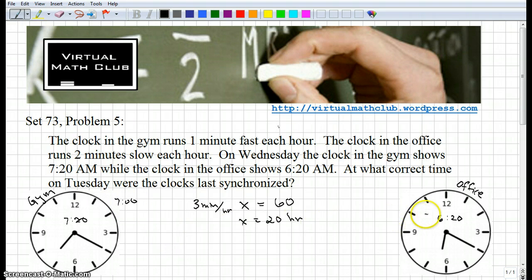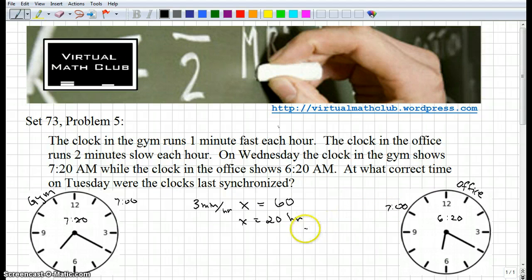And the clock in the office was slow by 2 minutes each hour, so that's a total of 40 minutes. And so we're essentially 40 minutes from 7 o'clock. So you can see that that also agrees with what we got before, that the actual time is 7 o'clock. So now we know it's 7 o'clock right now. That's the actual time. And we want to know at what correct time on Tuesday the clocks were last synchronized.